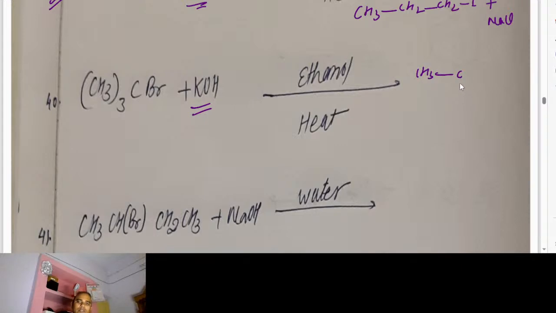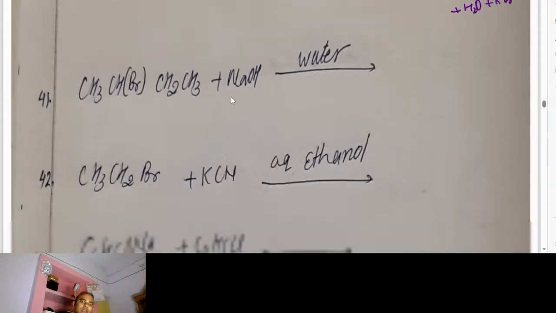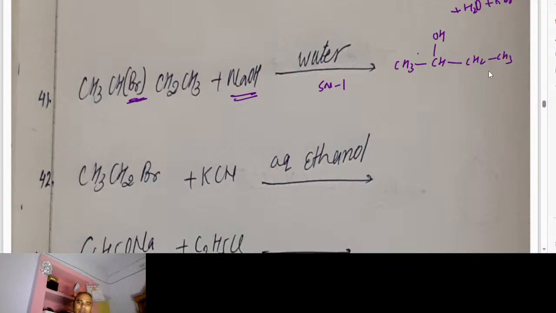CH3, here will be C, again CH3 and a double bond, CH2, friend. Plus KBr, here is H2O plus KBr. Next one: here NaOH is there, and here is Br, so it will give the SN reaction, the SN1, okay. So the product will be CH3CH(OH)CH2CH3, plus NaBr. This is the answer.